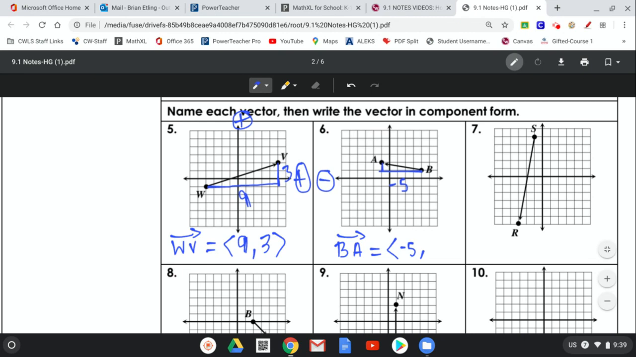And then we're going to go up 1. So negative 5, 1. We're going in a positive y direction, so that's why that value is positive. You just have to be careful with that.